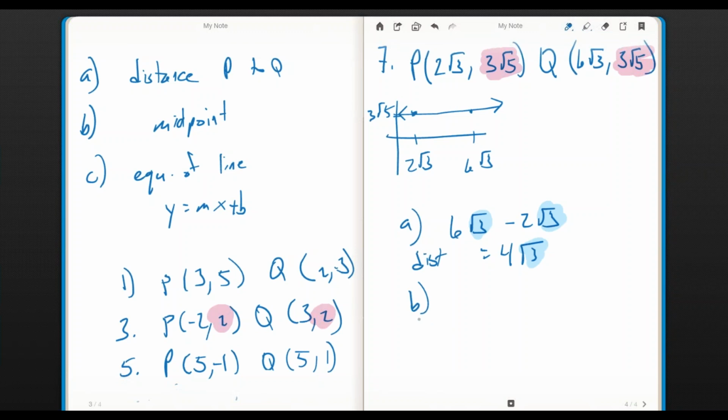Part B, I'm asked to find the midpoint. Well, halfway between 2 and 6 is 4, so 4 root 3 is the midpoint.